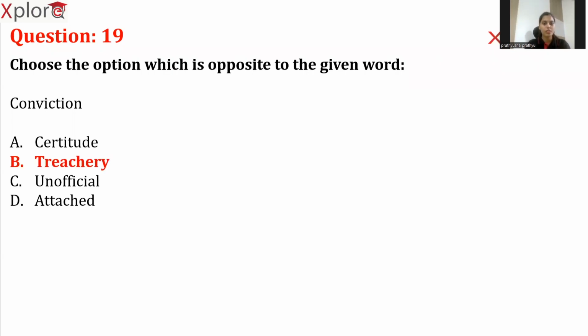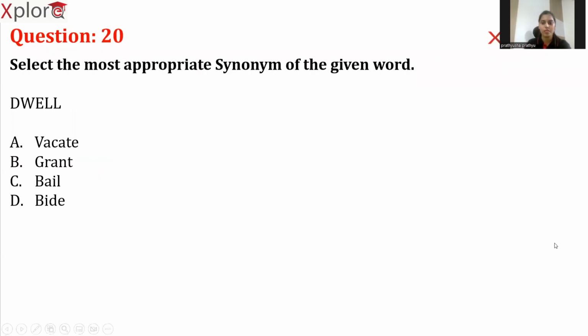Now, let's move into the next question. Dwell. And we need to identify the synonym here. Synonym means same meaning. We need to identify the synonym of the term dwell, which has the same meaning. Vacate, grant, bail, and bide. So which one is the right answer?